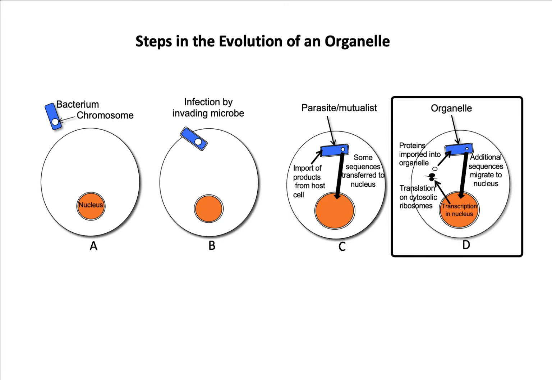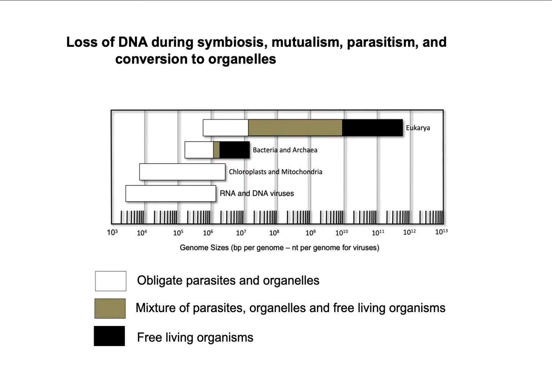Here's a diagram showing the ranges of various groups of organisms, organelles, and viruses. So you can see free-living organisms need a lot more DNA and more genes. And as some of those move into becoming parasites or organelles, they are reduced in size. And finally, you have obligate parasites and organelles that have lost more DNA and have moved further towards the left, or having smaller genomes and fewer numbers of genes.